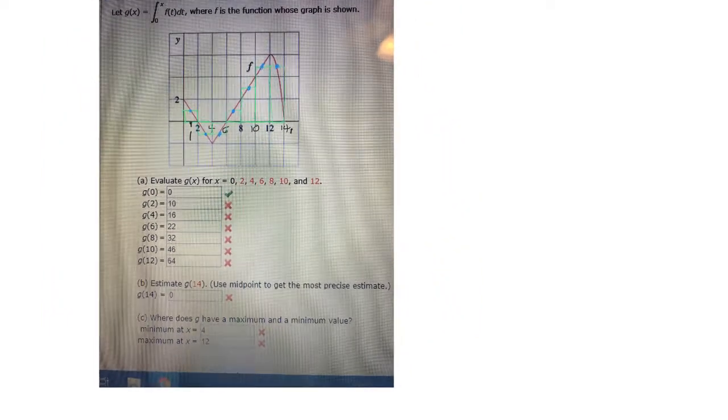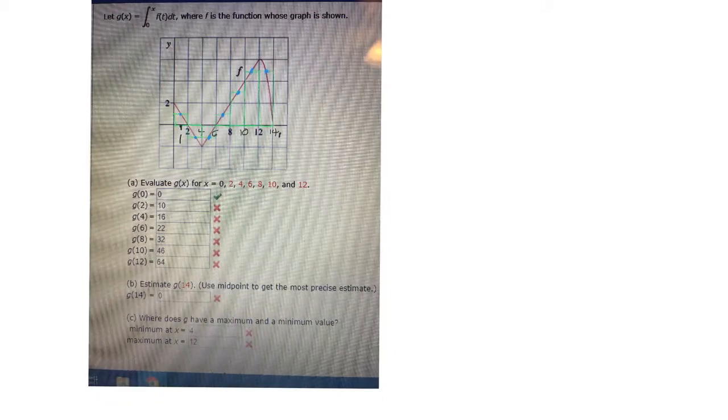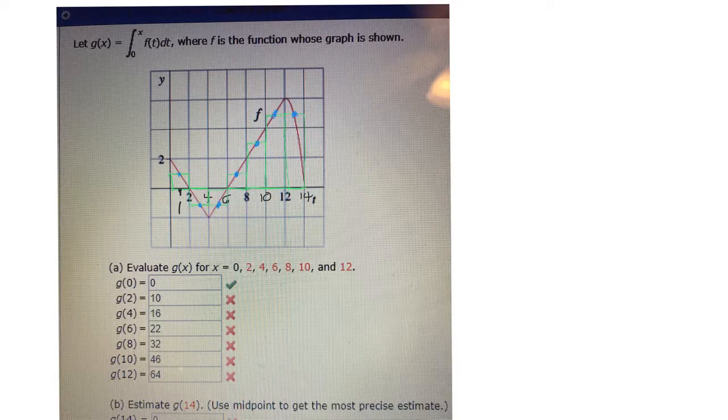Well, once again, G stands for the area under the curve. So in other words, let's focus on the maximum first, okay? When was the area at its greatest? Well, the area was at its greatest here. And here's how I know, because all the area canceled itself out around here.